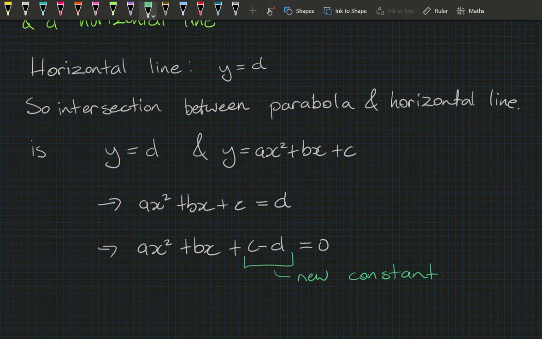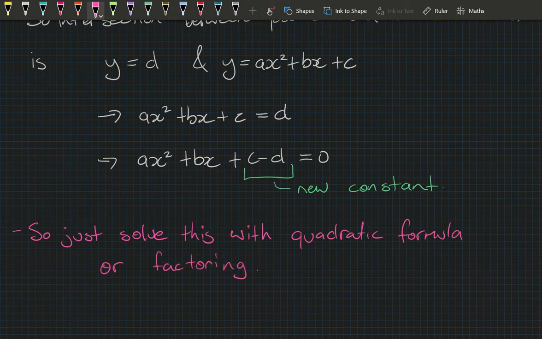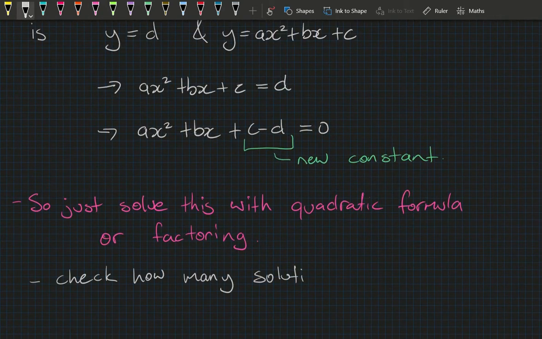So from this point, you can just solve that new quadratic with the quadratic formula or by factoring. But if you can't factor it first, it really is a good idea to use the quadratic formula to check how many solutions there actually are. And hopefully you realize there could be 0, 1 or 2 solutions.